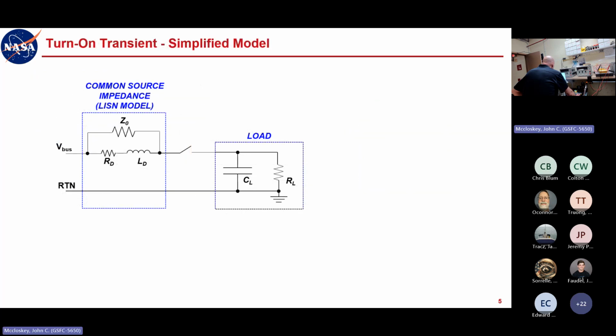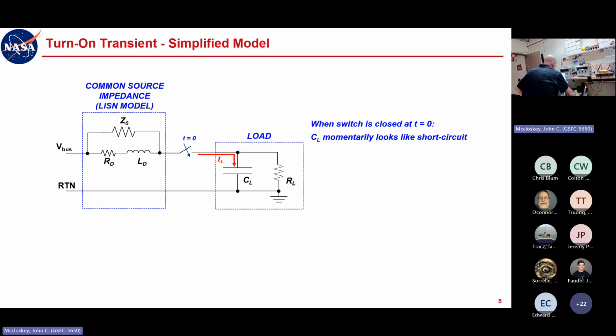So we'll take that source impedance, the LISN model, and connect it up to our load through a switch. When the switch is closed at what we'll call t equals 0, at that instant the load capacitance is going to momentarily look like a short circuit. One of the things I always like to say, and it's just factual, it's physics: you cannot change the potential across a capacitor instantaneously.